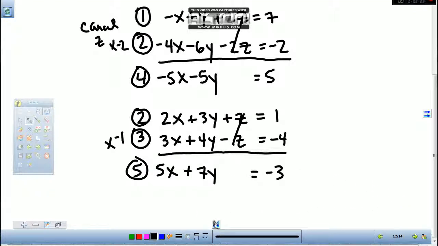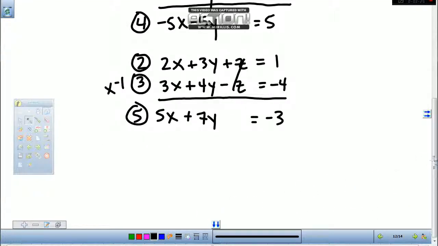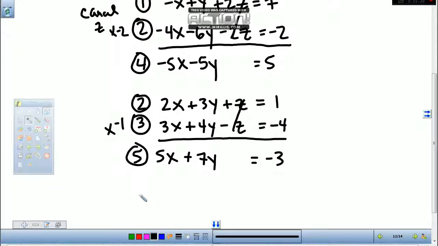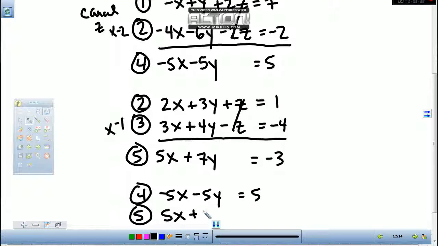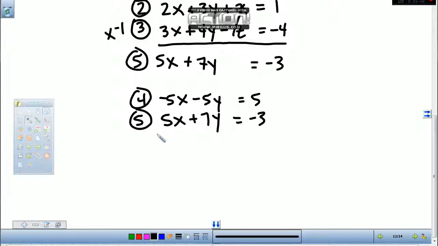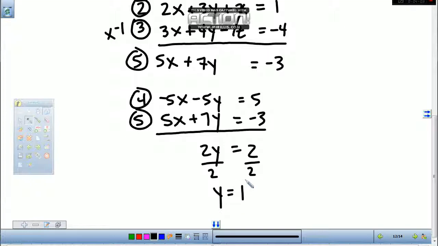Okay, so we'll bring equation 4 and 5 together. I'm going to relabel them just to show my work. You don't have to rewrite them like this. So equation 4, equation 5 is 5x plus 7y equals negative 3. I really like how we already have opposites there, so we don't have to multiply anything through. We're just ready to add to cancel our x's. So what do I get here? 2y equals 2, and then divided by 2. So we have y equals 1.